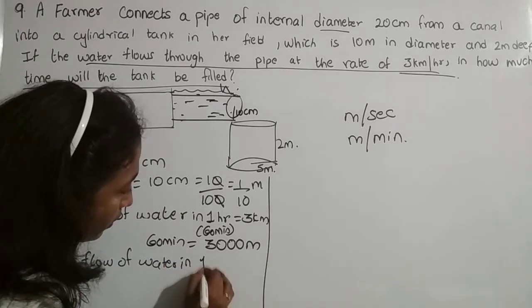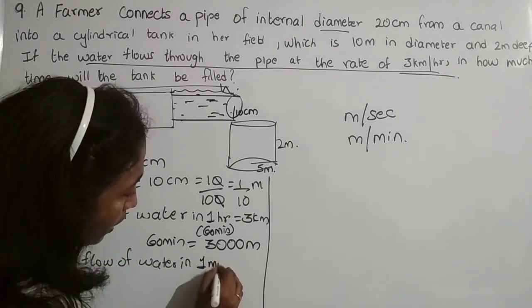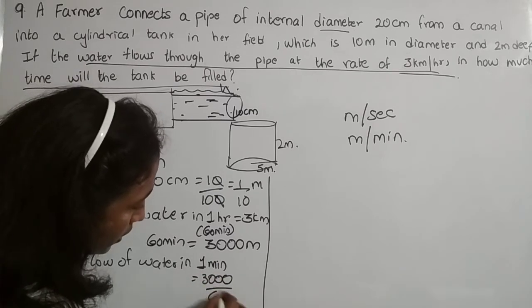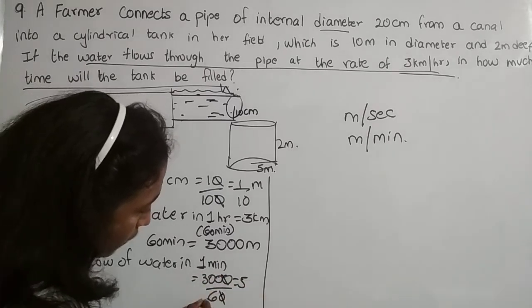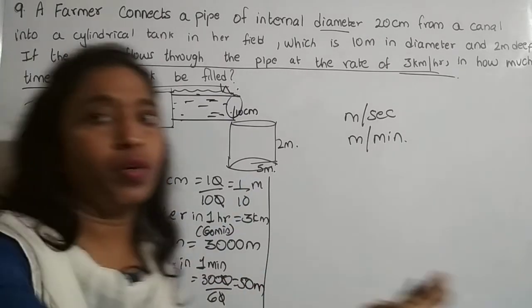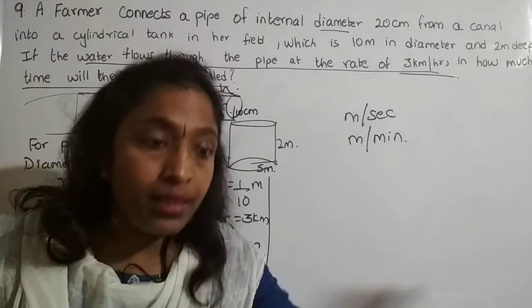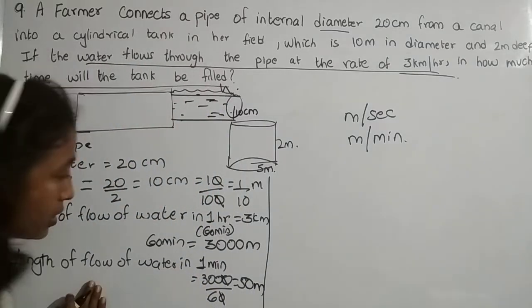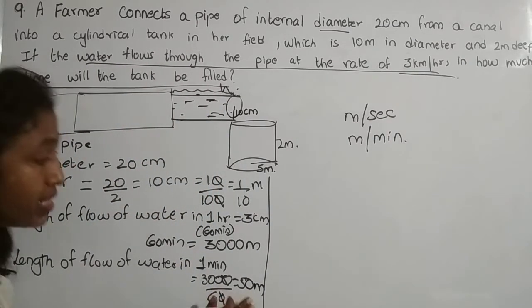In 1 minute, it is 3000 upon 60. So here we get 6 5s are 30, so 50 meter. This is the flow of water. Actually, I'm saying this length is not actual; we are assuming that this much is the flow. So we will consider this as the length, the length of the pipe.